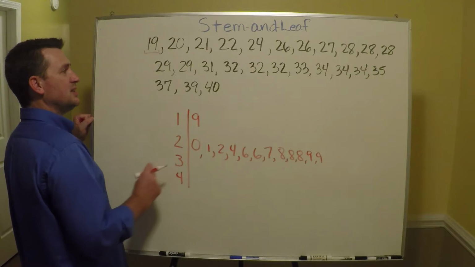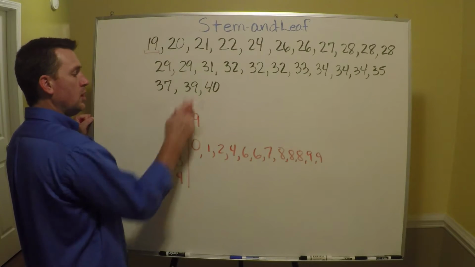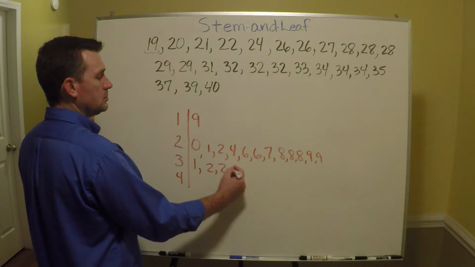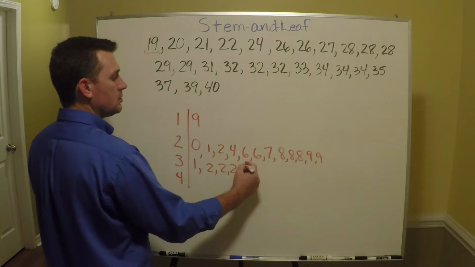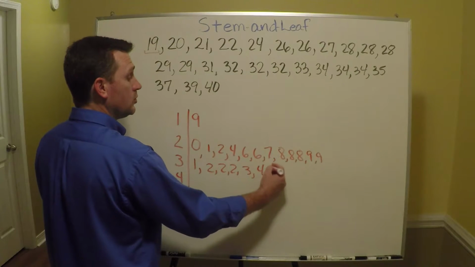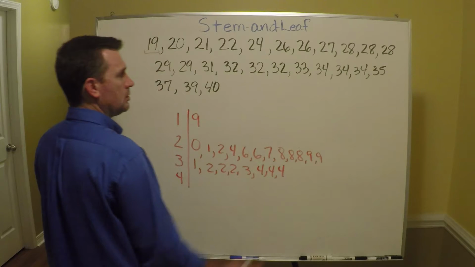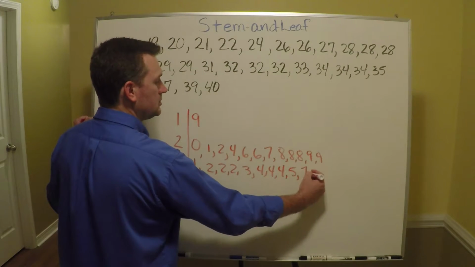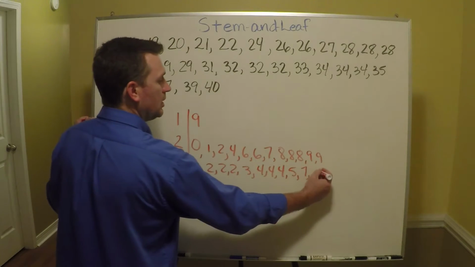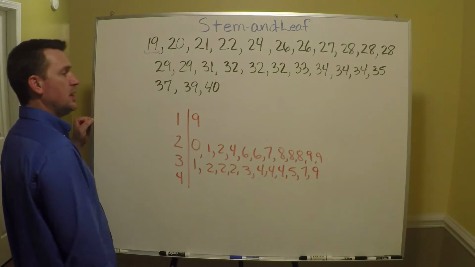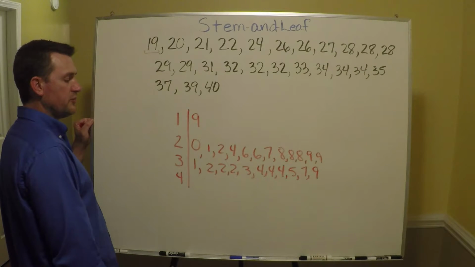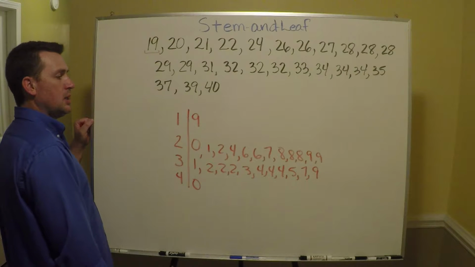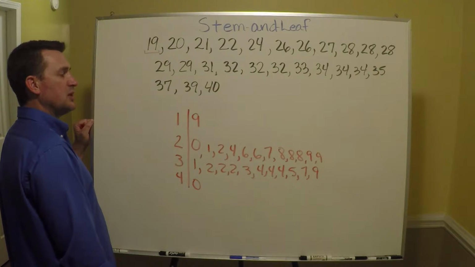Do the 30s the exact same way. My smallest 30 is 31, so I'm going to skip over 0, write a 1, and then I have 3 2s, a 3, and then 3 4s, a 5 for 35, a 7 for my 37, and a 9 for my 39. And then finally I finish out. I only had one number in the 40s, 40 itself, so I'm going to follow this 4 with a single 0. And that's my whole stem and leaf.